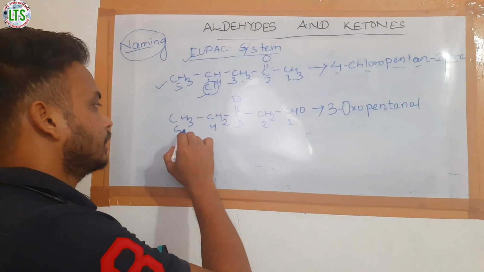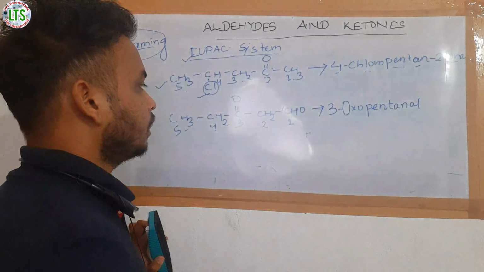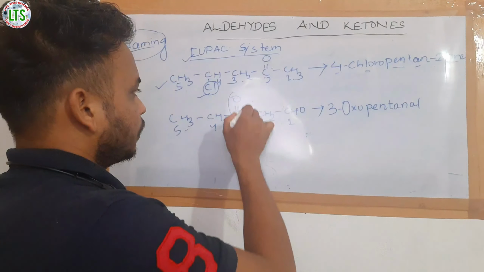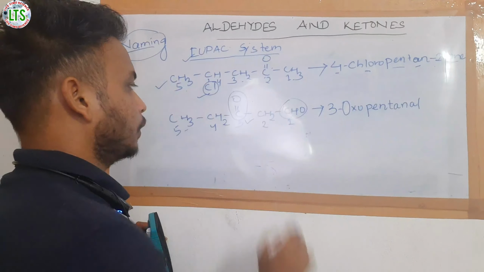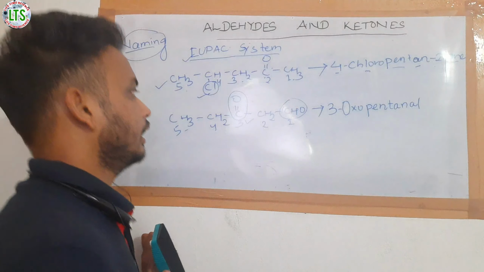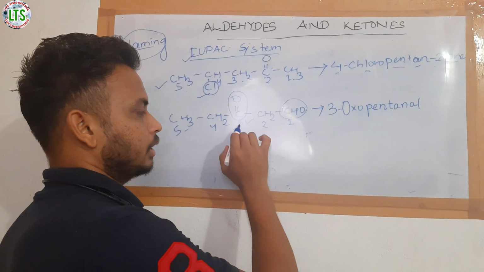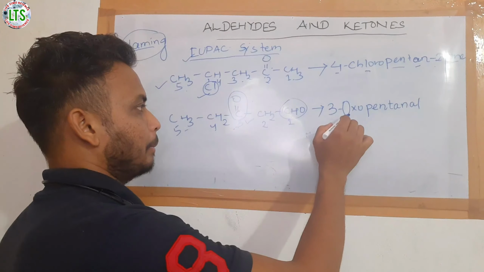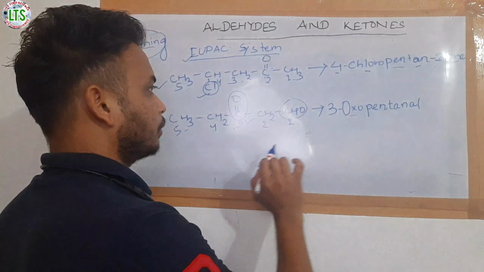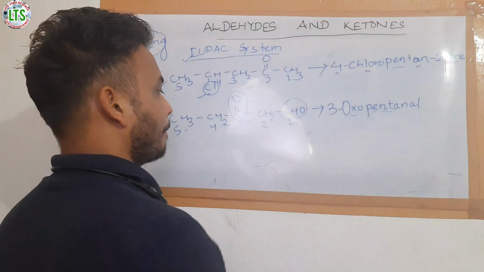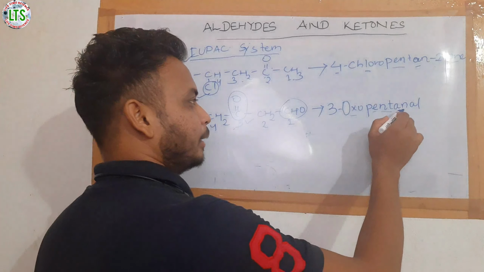For example, in the compound CH3, CH2, CO, CH2, CHO, there are two groups, one is aldehydic group and another is ketonic group. So we can write first the location of the ketonic group, so 3, then the substituent name is oxo, 3-oxo, then word root, as there are 5 carbon atoms, so we can write pent, as there are single bonds in between the carbon atoms, so we can write AN.